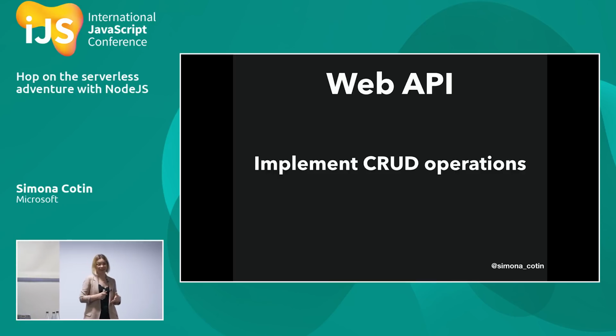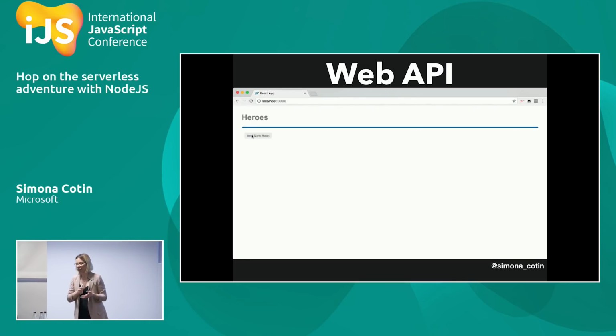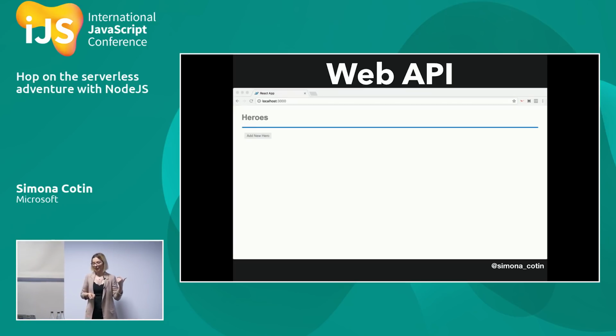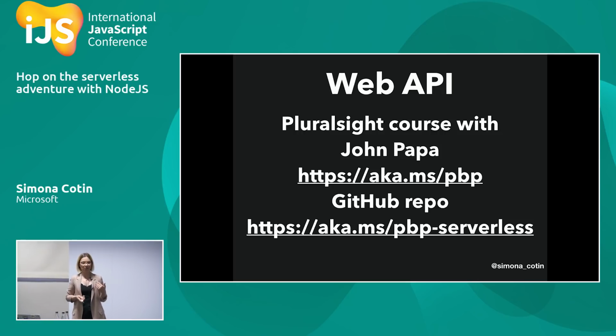What about web APIs? Because serverless reacts to HTTP triggers, we can implement CRUD operations using serverless. And you can imagine an application. This is something that John Papa has created, an application that lists some heroes, and here you can add a new hero, create, update a hero, list them, and delete them. And with serverless, we can basically just react to different events and different method types, and just do all of that. Instead of having an Express API, I'm going to show you the code in a bit.